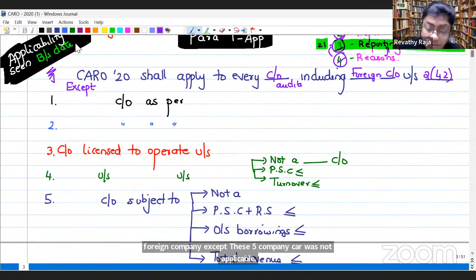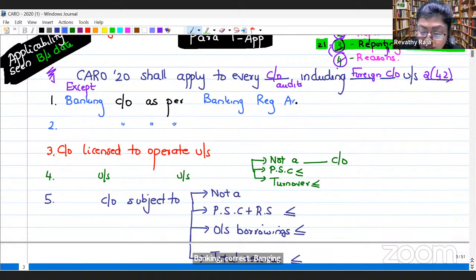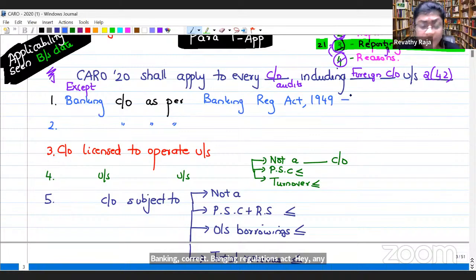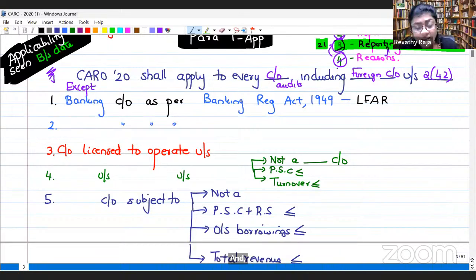Which is the first company for whom CARO is not applicable? First, banking company, as per Banking Regulation Act. Any guess why CARO is not applicable for a bank? We study in the bank audit chapter. For bank audit, you will give a separate report called LFAR as per RBI requirement. Already LFAR is an additional reporting requirement. So then why again CARO? That's why.